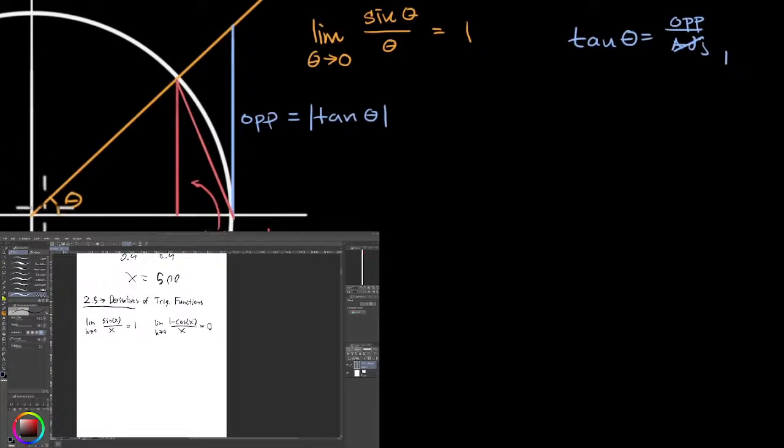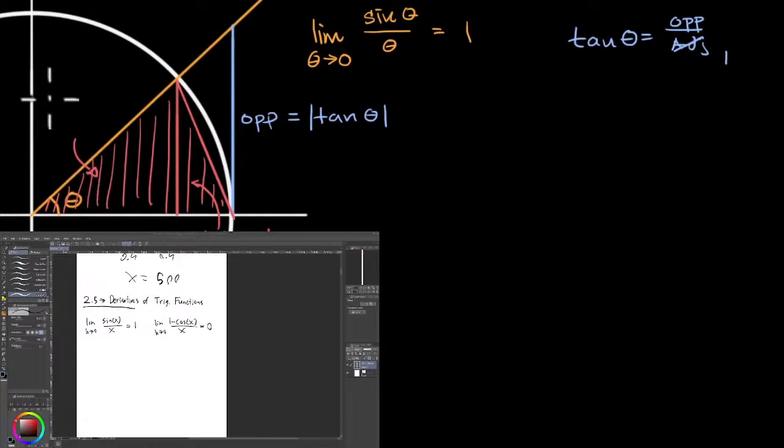And so let's think about the area of what I am shading in right over here. How can I express that area? Well, it's a triangle. We know that the area of a triangle is 1/2 base times height. We know the height is the absolute value of the sine of theta, and we know that the base is equal to 1. So the area here is going to be equal to 1/2 times our base, which is 1.